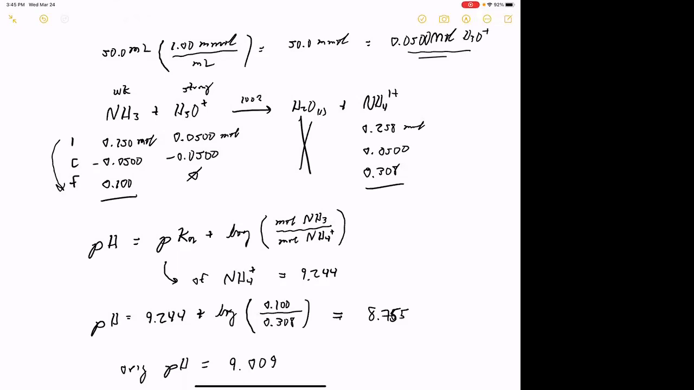All right, so that's kind of a good visualization of what I mean by buffer capacity. All right, everybody okay with that? And everybody all right with the idea that we can use moles in Henderson-Hasselbalch instead of molarities when we want to?